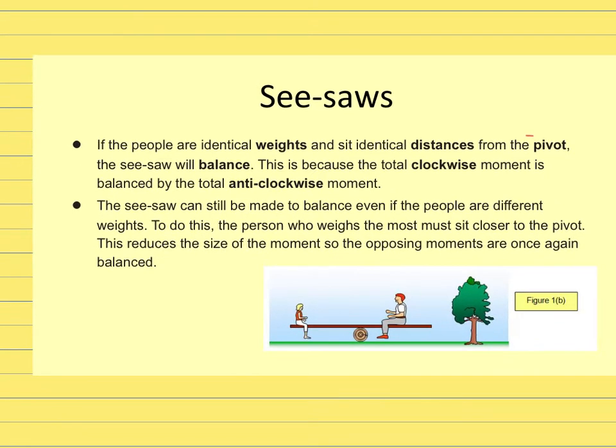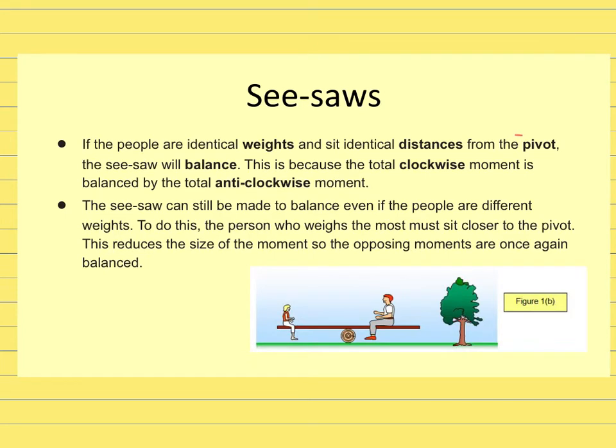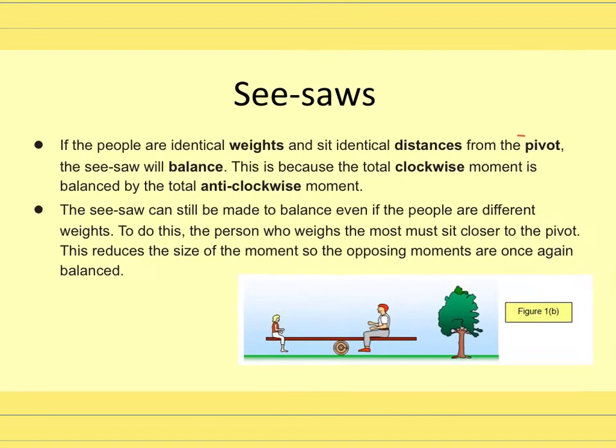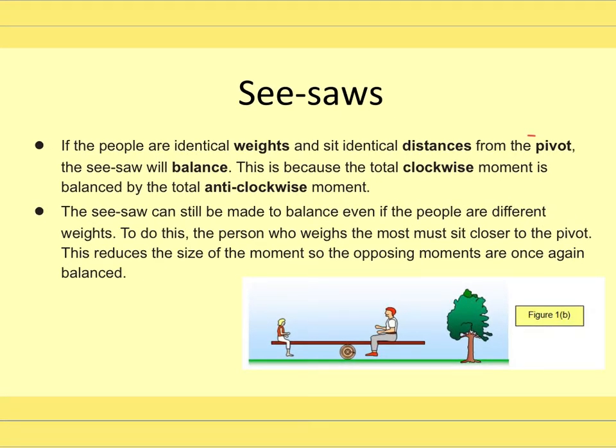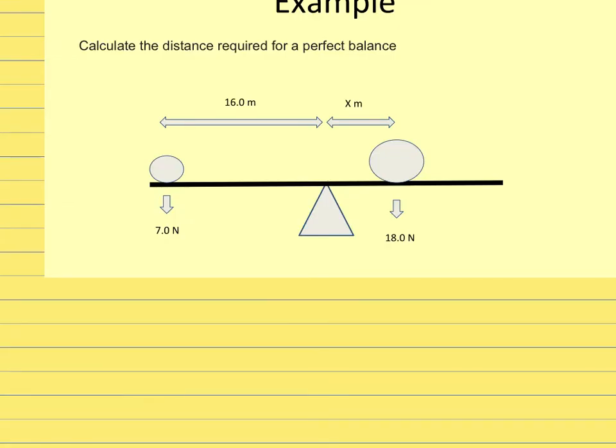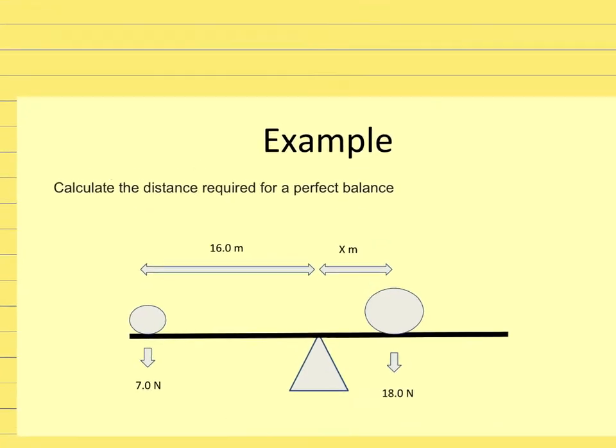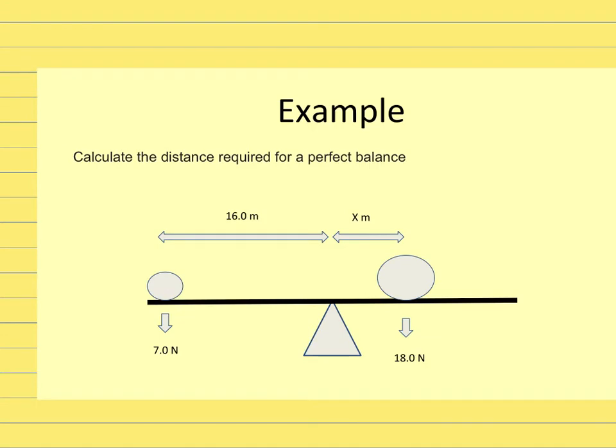Just a little bit more on if people are identical weights. So you can read that if you want, but the calculations are what we're more interested in. So I'm going to show you an example now. This is a typical example. Calculate the distance required for a perfect balance.